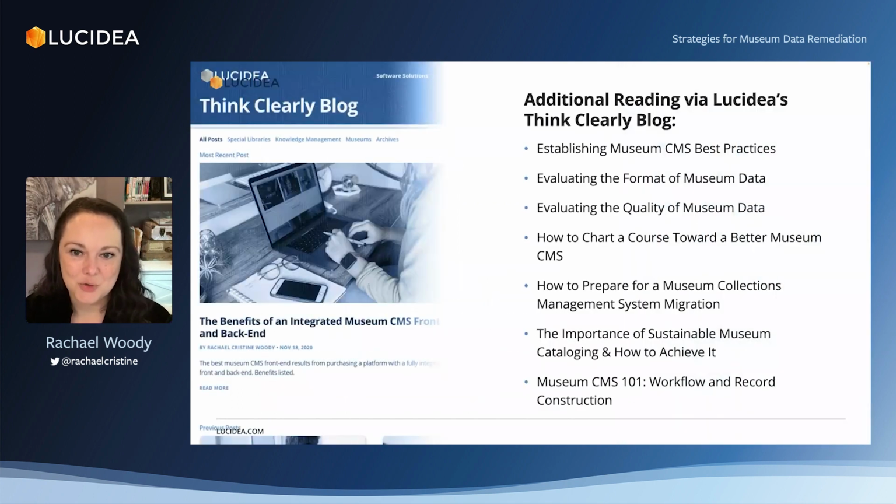We do have some additional reading via Lucidea's Think Clearly blog. We have a few posts out there on CMS best practices. We also have a couple of evaluation posts, so if you want to dive a little deeper into looking at your data and how to evaluate the quality of it, we have additional reading for you there. And then additional reading on how to chart your course towards a better CMS, if a migration is in the future for you, usually data cleanup is involved, and then thinking about cataloging and how to implement consistent yet sustainable cataloging according to standards.